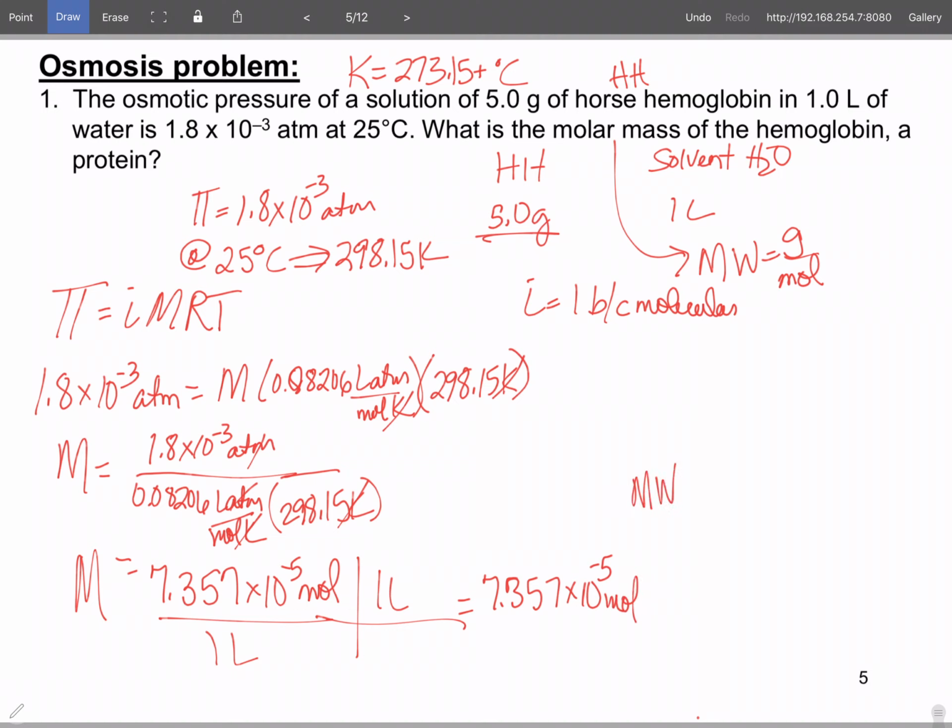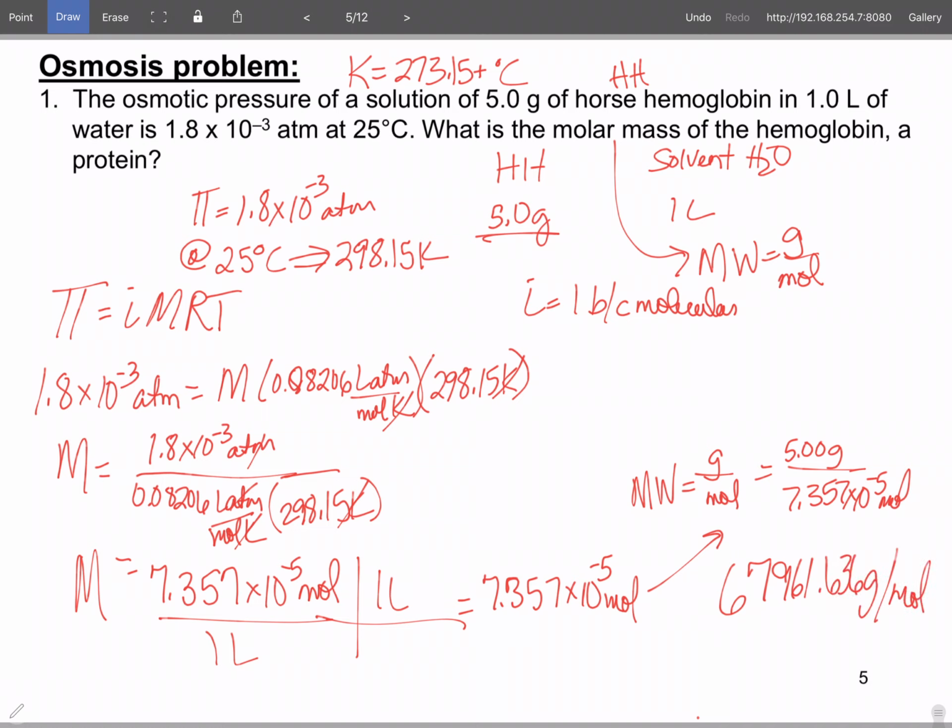Molecular weight is equal to grams per mole. So if we look up here, we've got 5.00 grams per 7.357 times 10 to the minus 5th moles. So we end up with 67,961.636 grams per mole. Wow, that's large. So that's 68,000 grams per mole. Now, because we said this was horse hemoglobin, which is a huge protein, we are perfectly okay.